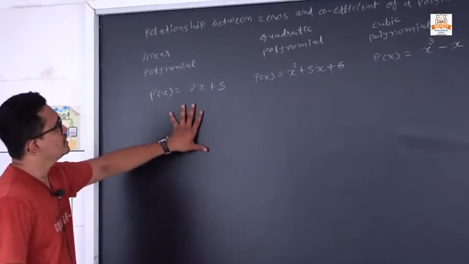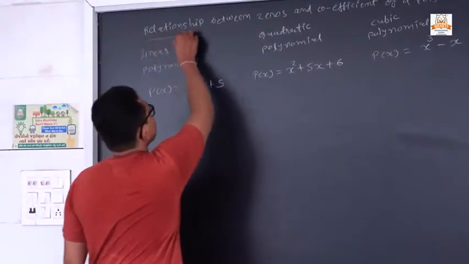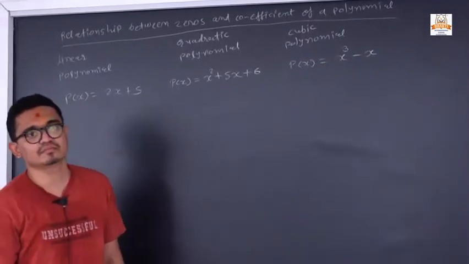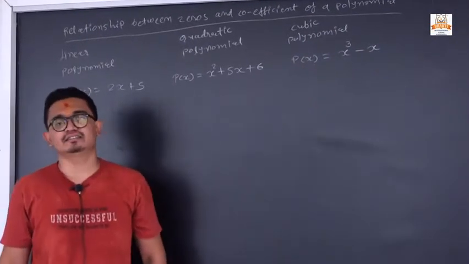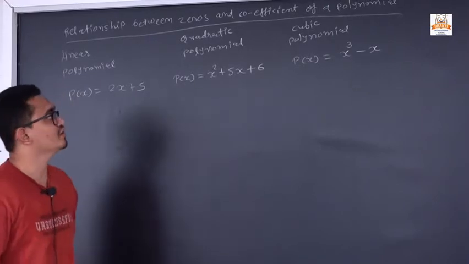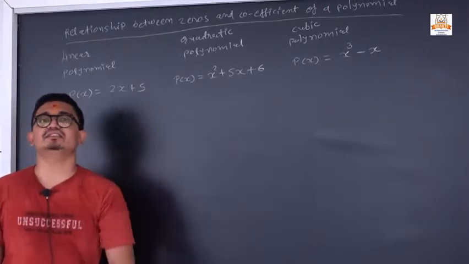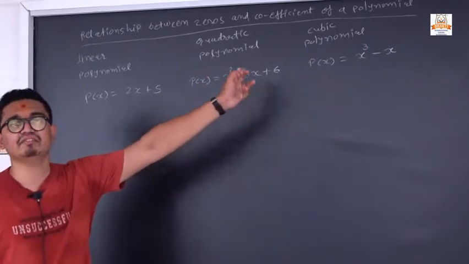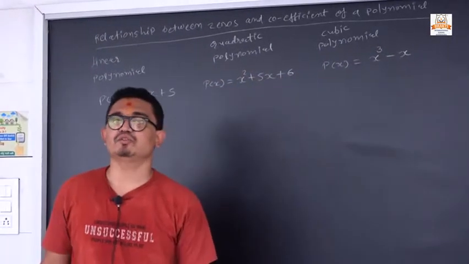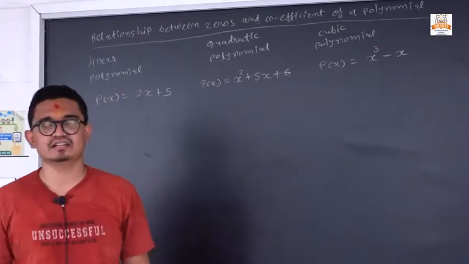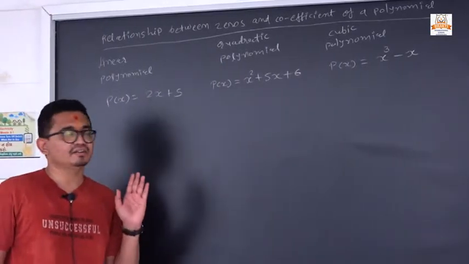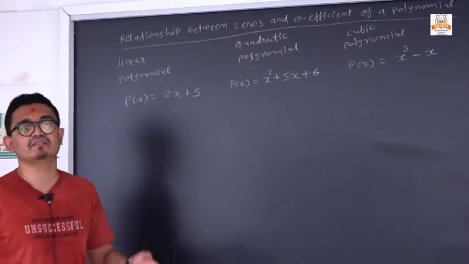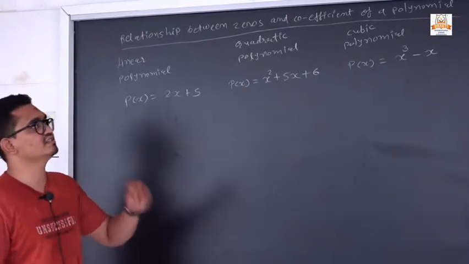Okay. So here our second topic is the relationship between zeros and the coefficients of a polynomial. But before that, we will discuss how we can find the zeros of a linear, a quadratic, and a cubic polynomial. We already discussed this in the previous lectures, but here we are classifying them one by one, so you can easily understand how to find the zeros and what their shape is.